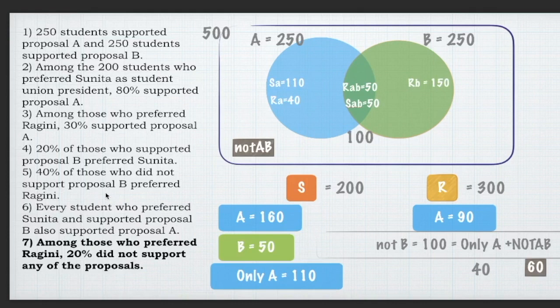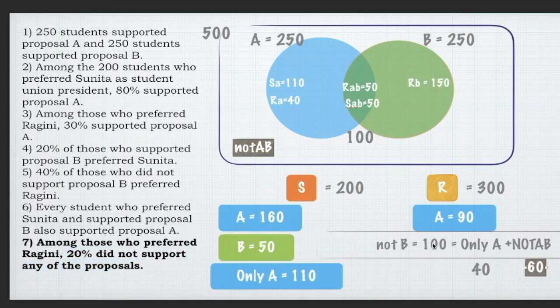So now we are almost very close to the solution if you made it so far. Among those who preferred Ragini were 300. 20% did not support any of the proposals. 20% of what? 20% of 300 did not support any of the proposals. So 60 people did not support any of the proposals.